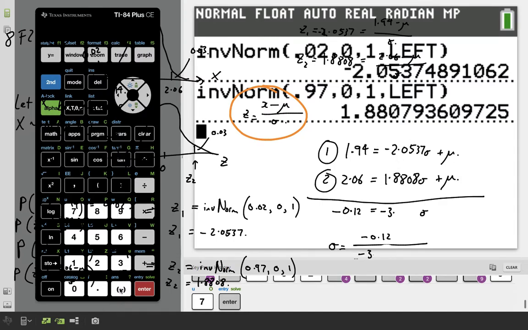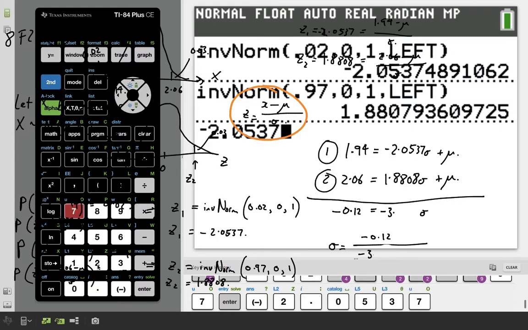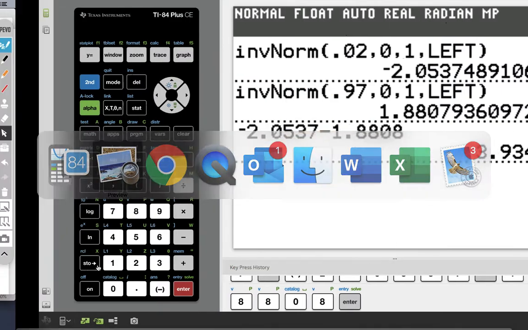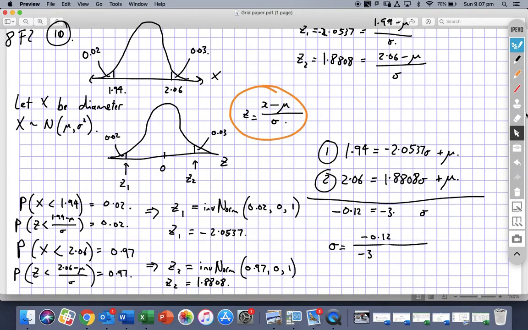Okay, so we've got minus 2.0537 minus 1.8808. That equals minus 3.9345. Let's just write that in. 9345. That is almost 4, isn't it? So your standard deviation is going to be about that. Divide 4. It's going to be about this. But let me just check.